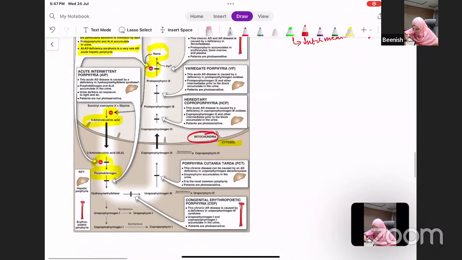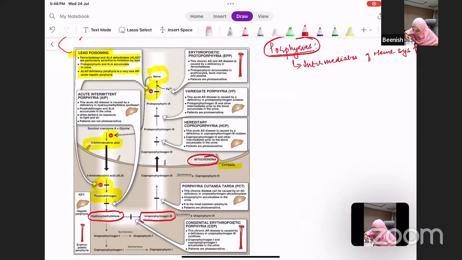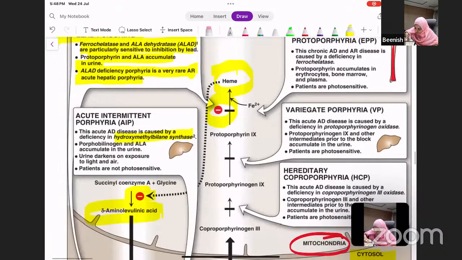Now what happens? Porphobilinogen changes into hydroxymethylbilane, and then this hydroxymethylbilane changes into uroporphyrinogen 3. The enzyme that changes porphobilinogen into hydroxymethylbilane is hydroxymethylbilane synthase, and when this enzyme is deficient, you end up with acute intermittent porphyria. This is an autosomal dominant disease, and porphobilinogen and ALA accumulate in the urine.